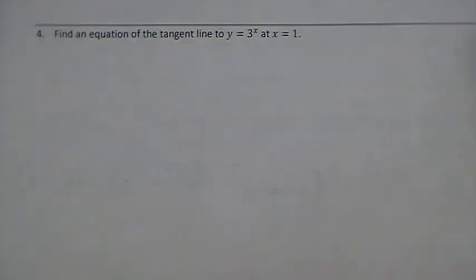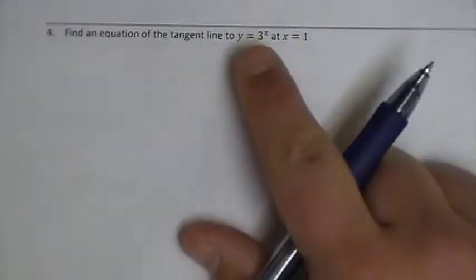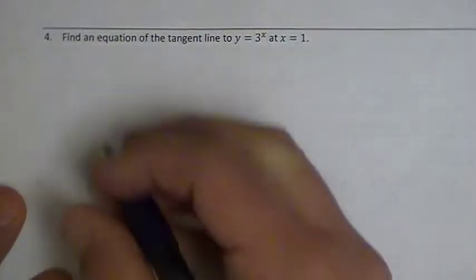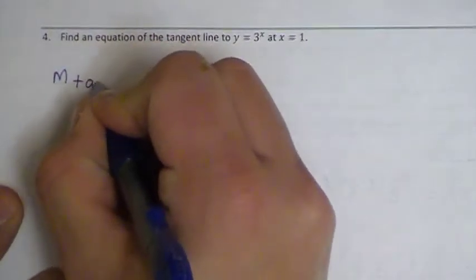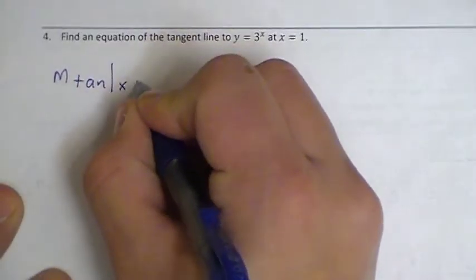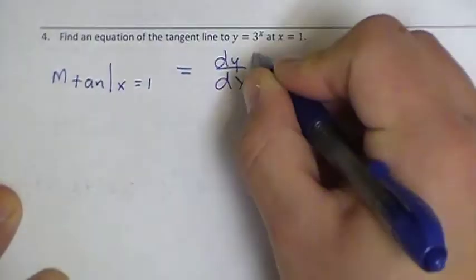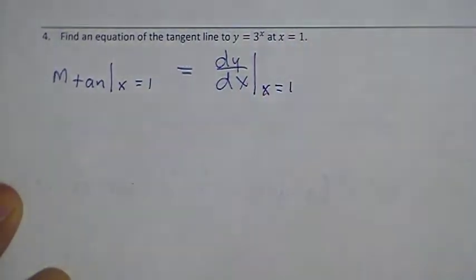So here's the continuation of the set of solutions to the homework quiz on sections 2.6 and 2.7. Number 4 wants us to find an equation of the tangent line to y equals 3 to the x at x equals 1. Well, if we want the equation of the tangent line, we're going to need the slope of the tangent line evaluated at x equals 1, and that's going to correspond to our derivative evaluated at x equals 1, or f prime of 1.